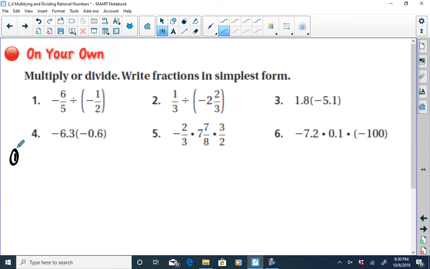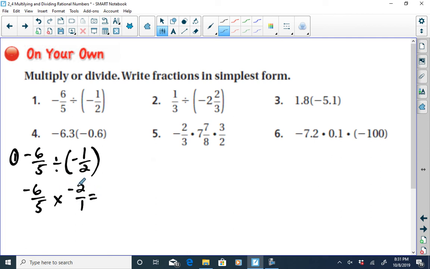Problem number 1, first step, recopy it. Negative 6/5 divided by negative 1/2. Next step, when we divide fractions, we multiply by the reciprocal. So that's going to be negative 6/5 times negative 2 over 1. I can't divide out anywhere, so I multiply numerator times numerator. 6 times 2 is 12. Denominator times denominator. 5 times 1 is 5. Because I have an even number of negative factors, my product's positive. 12 over 5, that's going to simplify to 2 and 2/5 would be our answer for problem number 1.